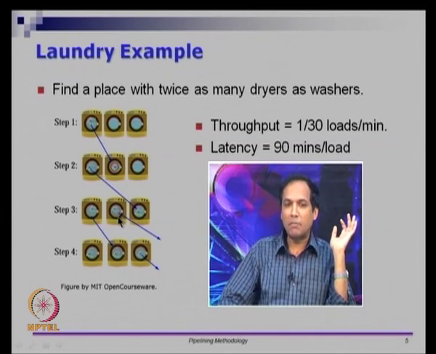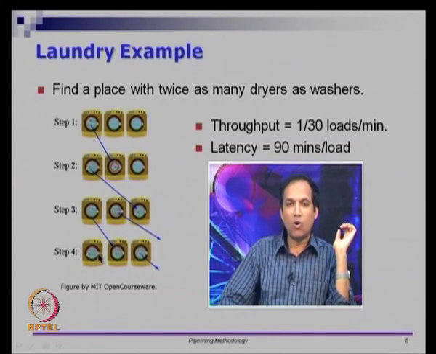But now let us see what happened to the first dryer. The first dryer started at 30, it will take 60 time units. So at 90 time units the first set of clothes are dried. So this blue line that you are seeing here is the first set of clothes that got dried. Once that got dried, the step 4 can start at 90 time units.